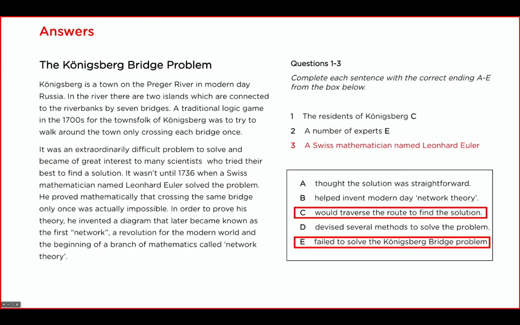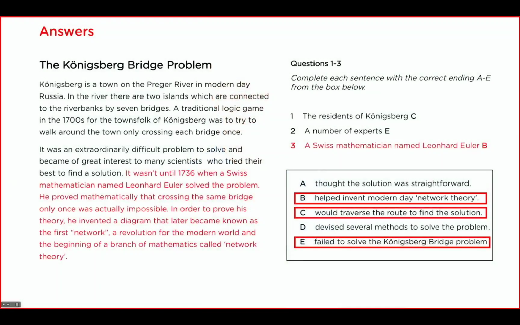Cool. What about number 3? A Swiss mathematician named Leonhard Euler. If we look closely in the text, we can see his name there. And if we read closely, solve the problem. He proved mathematically that crossing the same bridge only once was actually impossible. In order to prove his theory, he invented a diagram that later became known as the first network, a revolution for the modern world and the beginning of a branch of mathematics called network theory. The sentence ending that matches to number 3 is B. So, a Swiss mathematician named Leonhard Euler helped invent modern-day network theory. Cool, hopefully that was helpful.